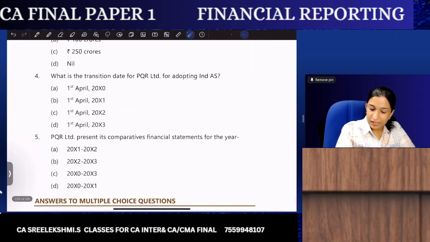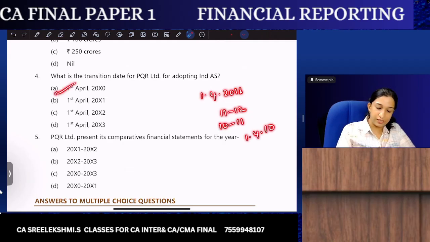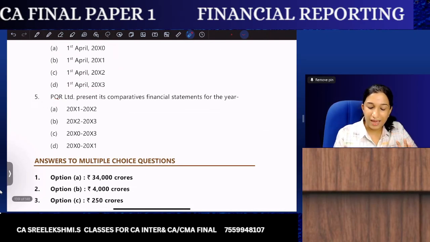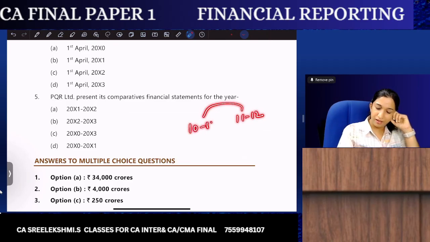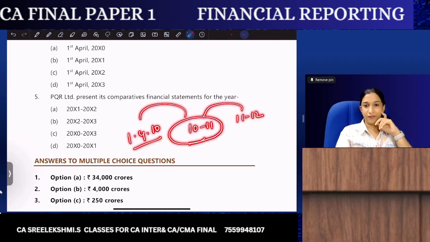See, it is given in the question that 1st April 2011 is the date when you have to apply Ind AS. So 11-12 is the first financial year. Previous year is 10-11. So beginning of previous year is 1st April 2010. Option A. PQR Limited presents its comparative financial statements for the year. So comparative financial statements 11-12, for which you prepare Ind AS financial statements. So comparative is 10-11. Then 1st April 2010 also you'll show, but comparative year is 10-11.